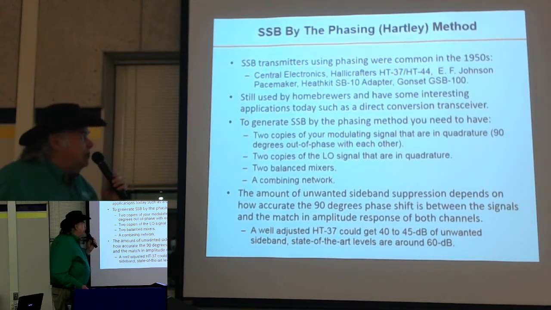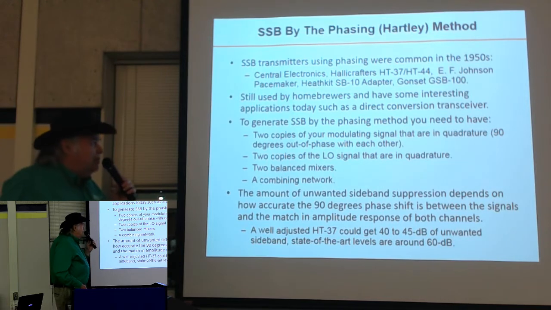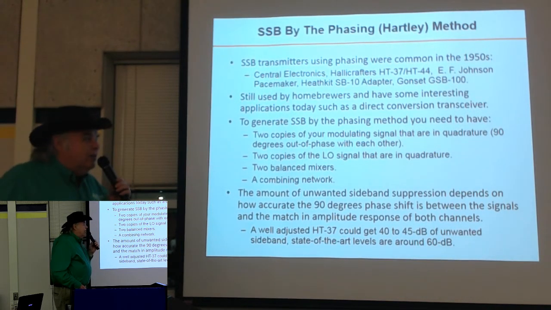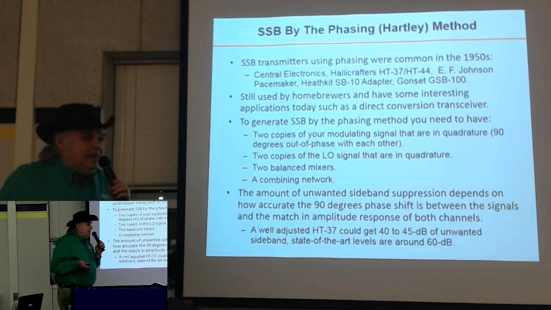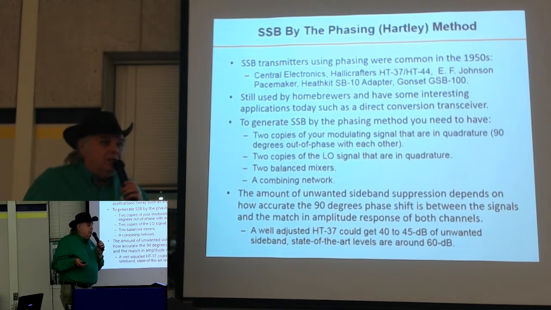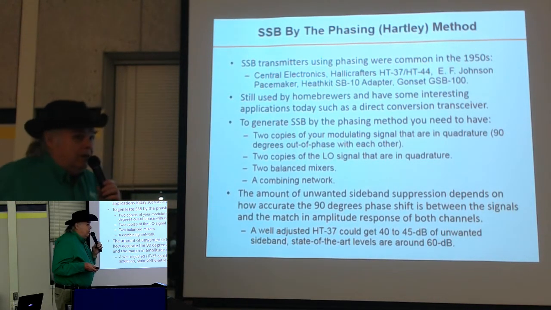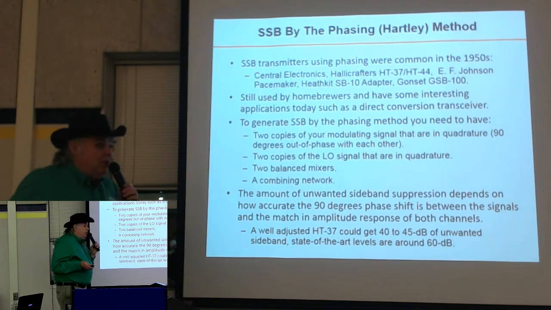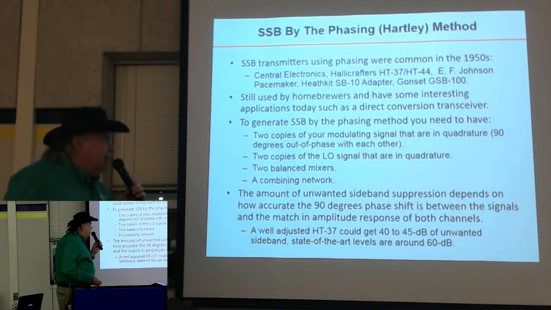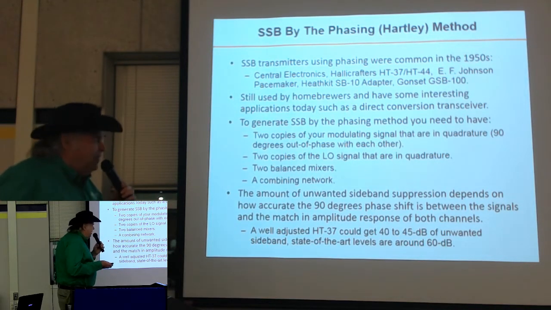Phasing is still used by homebrewers, and it has some interesting applications today. Basically, most all of your software-defined radios use a phasing technique. They do it mathematically, in the software, but they are actually using a phasing technique to generate the signal, because they can't filter very well. In digital filtering you have a problem with side lobes, and it's not as clean as some people might think.